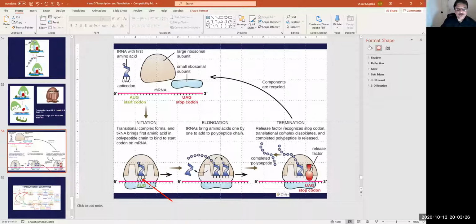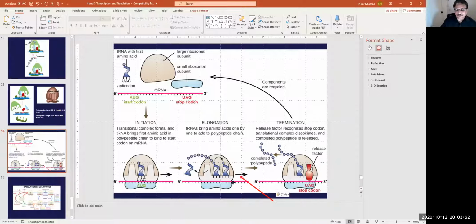The first amino acid, this is very important. The first amino acid always comes on the P side, right? And the rest, all the amino acids, they come on the A side. So this is the first amino acid, it comes on the P side. So let's say AUG means methionine.